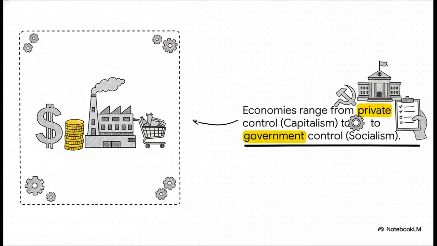The easiest way to wrap your head around this is to picture a spectrum. On one far end, you've got total private control, and on the complete opposite end, you have full government control. Now, the truth is, most countries don't actually live at these extremes. They find a spot somewhere in the middle. So let's start by exploring those two poles, and we'll begin with capitalism.